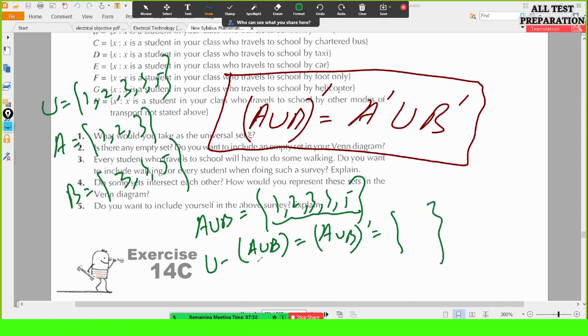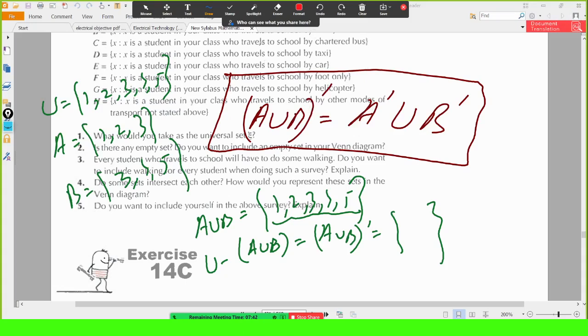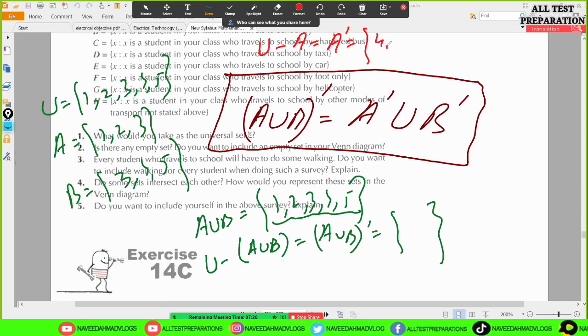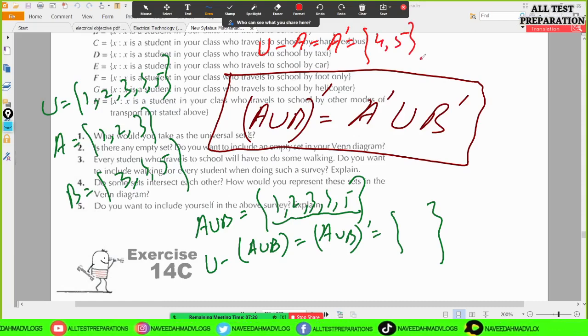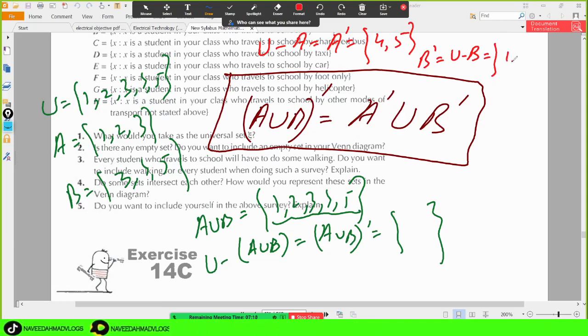Okay, now let's check this. First of all, in this case, you will need to find A bar. A bar is U minus A. So all element of set U which is not the element of set A. So 1 no, 2 no, 3 no, 4 5 हो जाएगा. B bar, all element of set U which is not the element of set B. So 1 2 हो जाएगा.